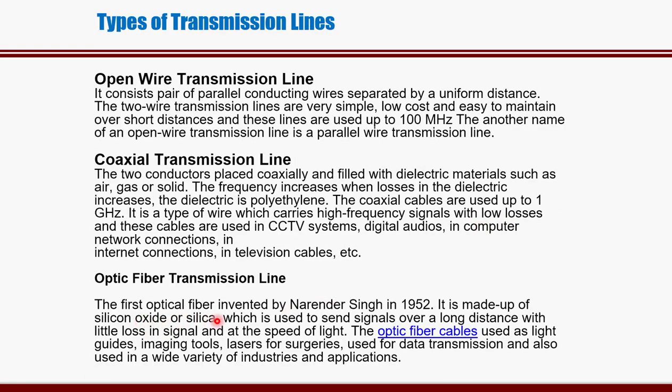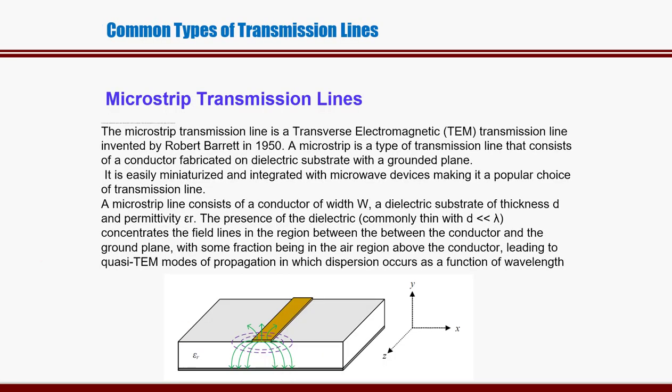This optical cable was invented by Narendra Singh in 1952, and it is made up of silicon dioxide or silica, which is used to send signals over a long distance with little loss of signal and at higher speed of light. Optic fibers are used as light guides, imaging tools, lasers, surgeries, for data transmission, and also in a wide variety of industrial and commercial applications.